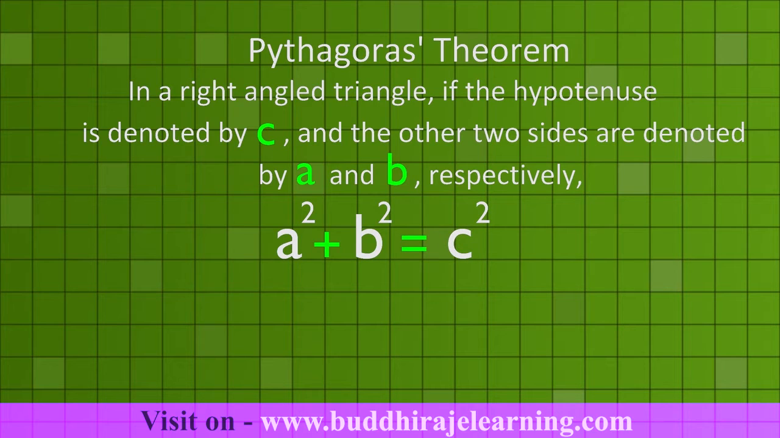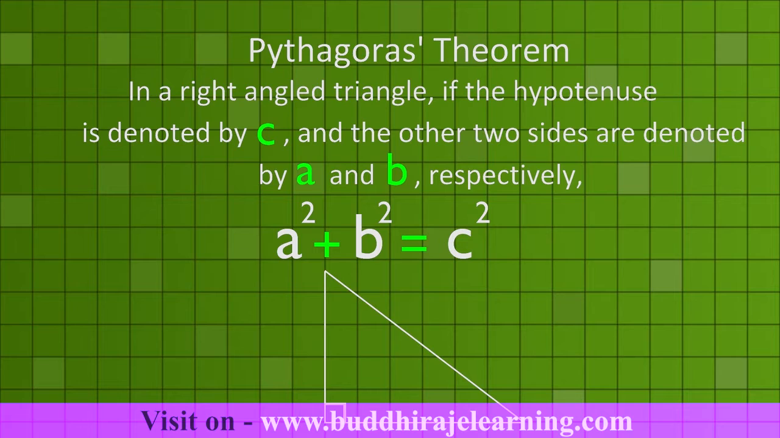One thing can be noticed from the statement of the theorem: this is not applicable to all types of triangles. It is only applicable to the right angled triangles. We know that in a right angled triangle, one angle is a right angle and it is indicated like this with a small square enclosing the angle.